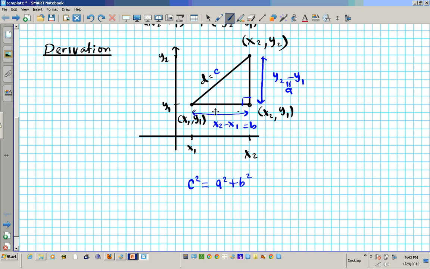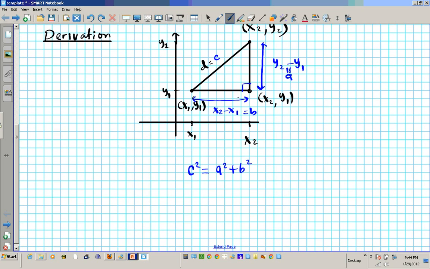But since A is this distance right here, and B is that distance right there, we can plug in their corresponding values. So C squared, I can rewrite as d squared, which equals, let me write B squared first because it doesn't make any difference, x2 minus x1 squared plus y2 minus y1 squared. So this is simply A squared and this is simply B squared.